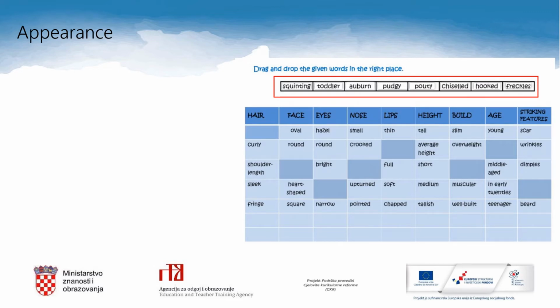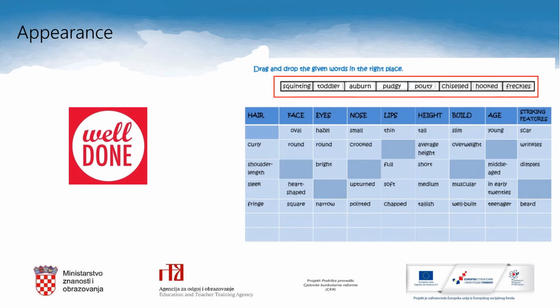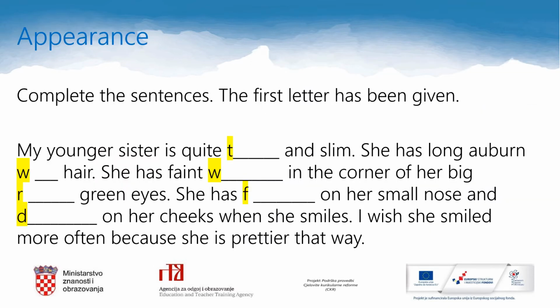Pouty means pushed forwards as if to kiss someone. Chiseled, having a strong, clear bone structure. Hooked, curved like a hook. Freckles, small patches of brown color on the skin. Now, I am sure you completed this task with no struggle whatsoever. Can you expand this chart and add a word or two in each category? Let's try to complete these sentences by using some of the words from the table. Pause the video and fill in the gaps.